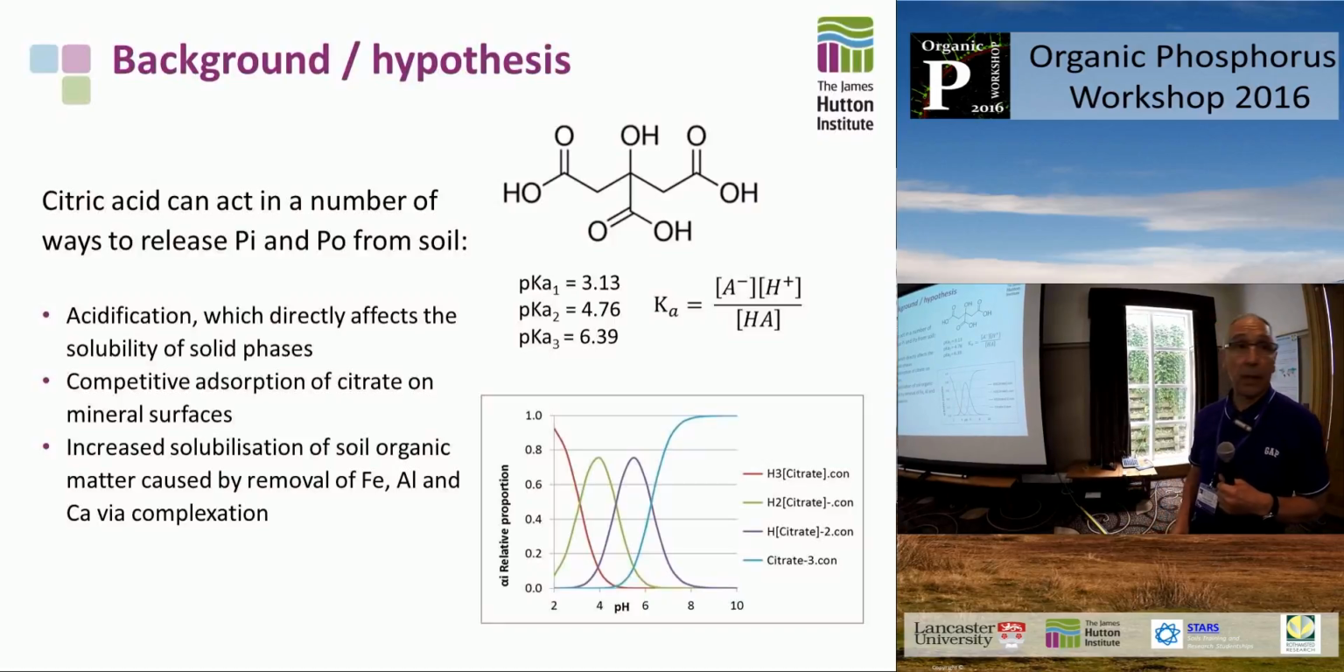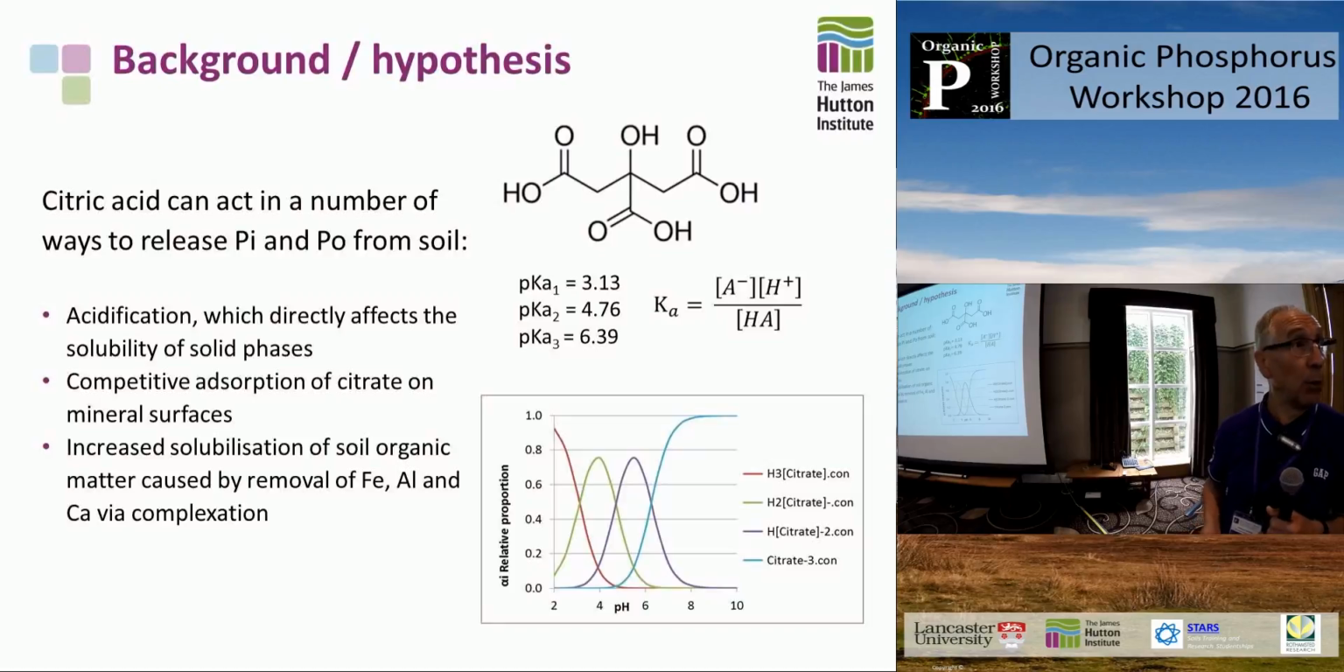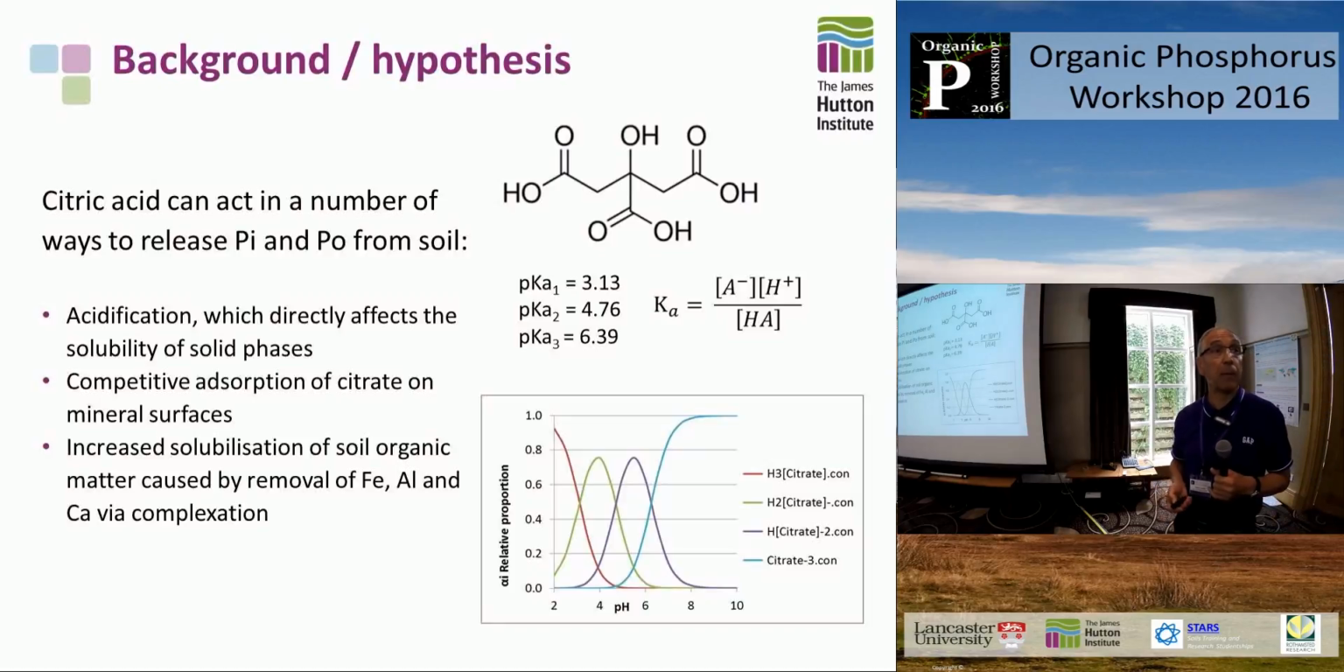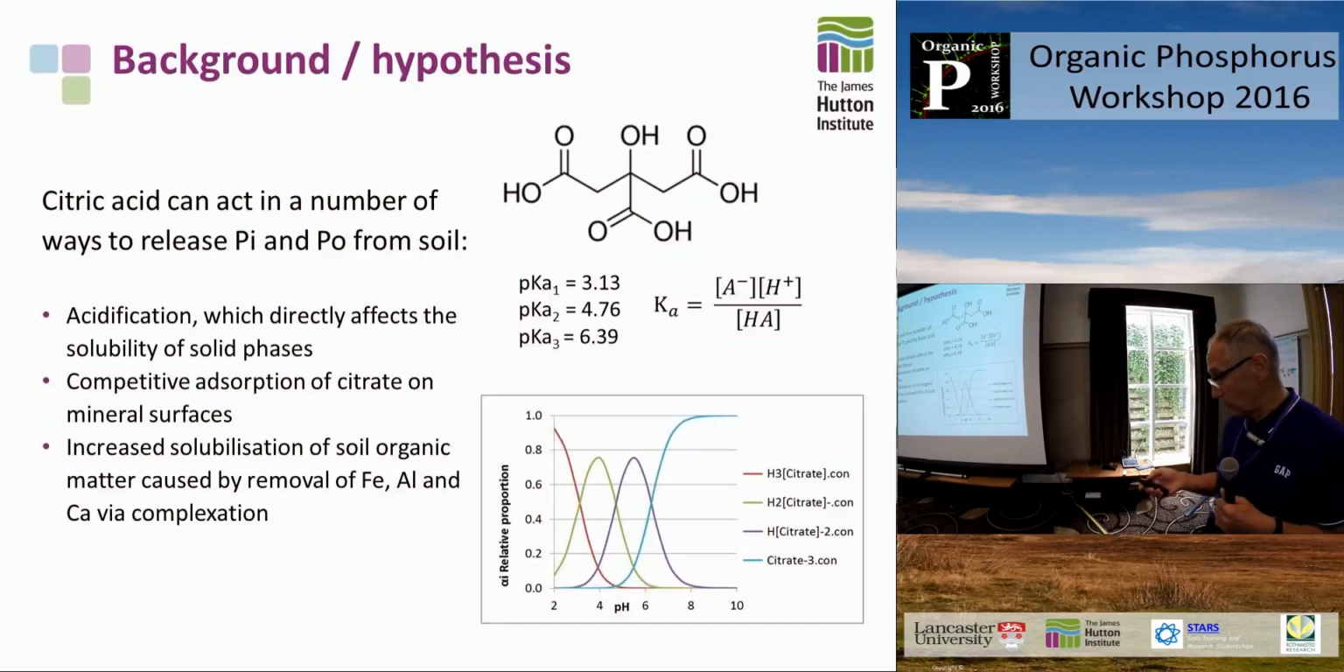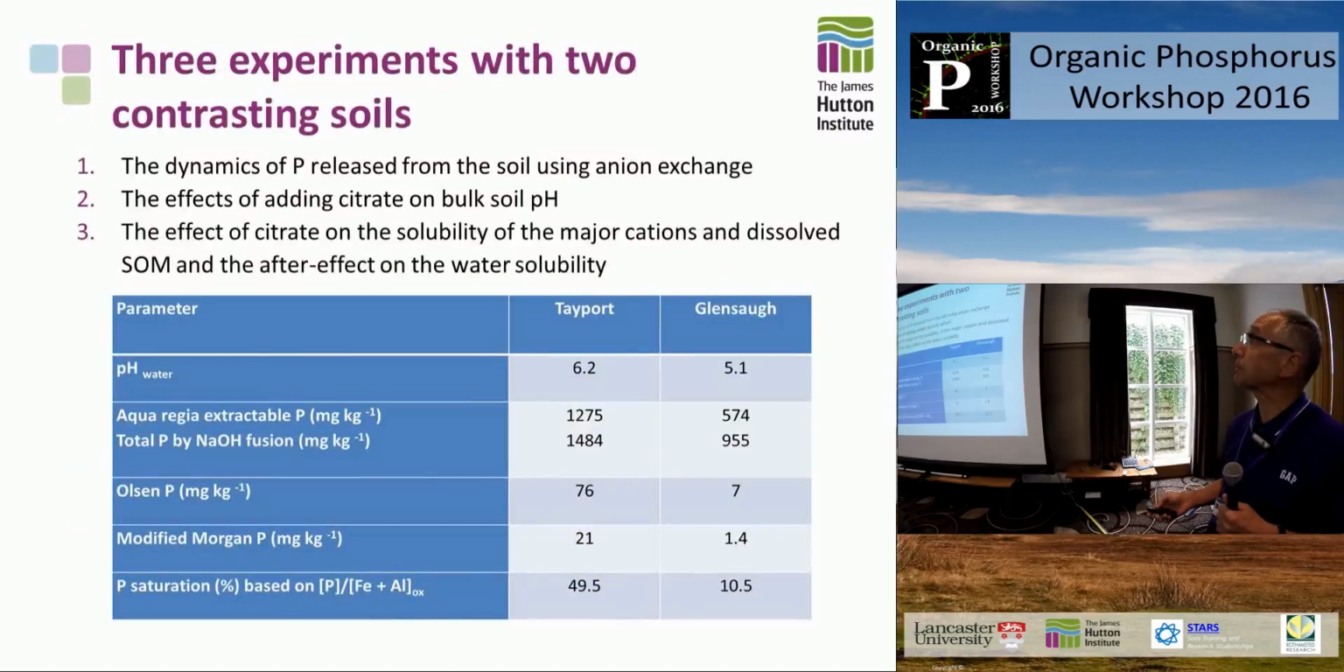And probably the third mechanism, and one that's maybe not thought about very much, is that it actually can remove the iron and aluminium that's solubilizing or holding together organic matter in an insoluble way. So if you remove the iron and aluminium from the organic matter, it would help solubilize that material. So these are the three modes of action of citric acid.